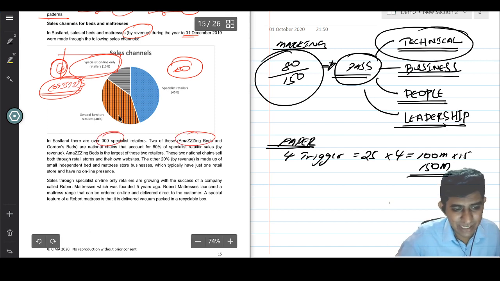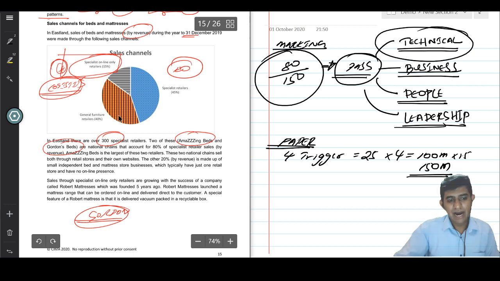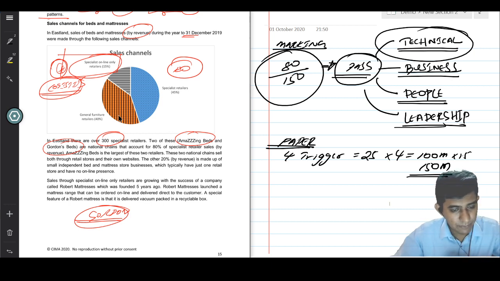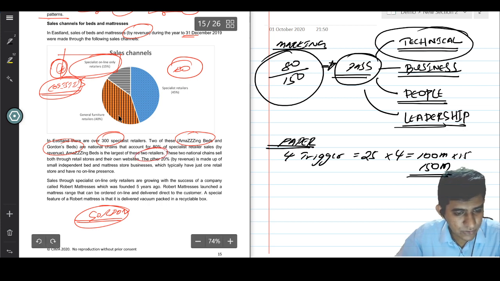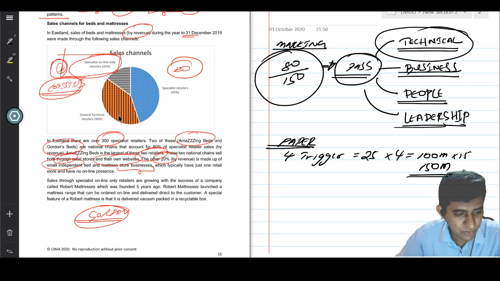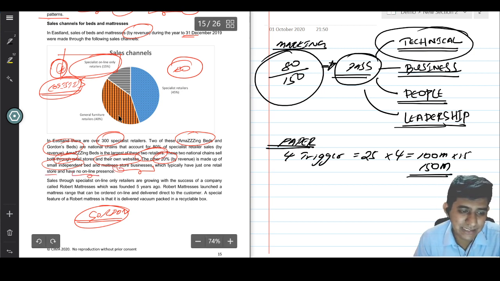Two of these are Amazing Bed and the Gordon Bed. So I will write down here Gordon Bed, students, because Gordon Bed is very important. Our national chain accounts for 80% of specialist retailer sales by revenue. Amazing Bed is the largest of the two retailers. These two national chains sell both through retail stores and their own website. The other 20% by revenue is made up by small independent bed and mattress store businesses, which typically have one retail store or no online presence. So that is the business condition.